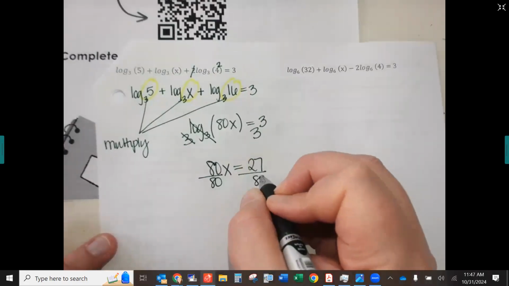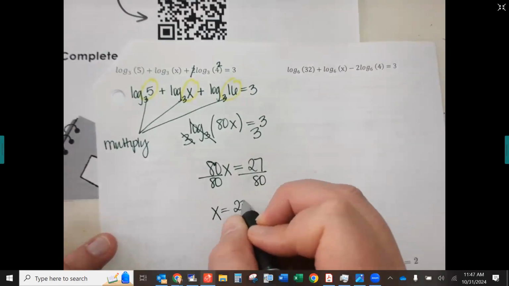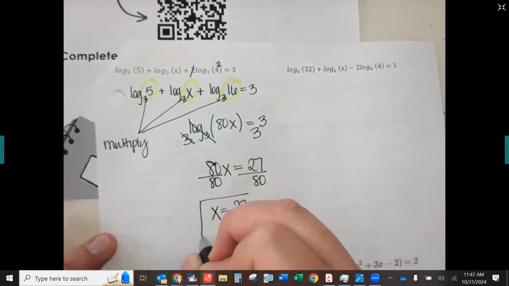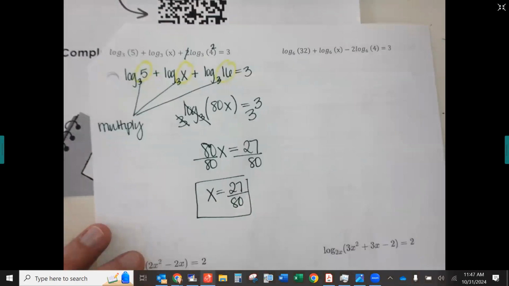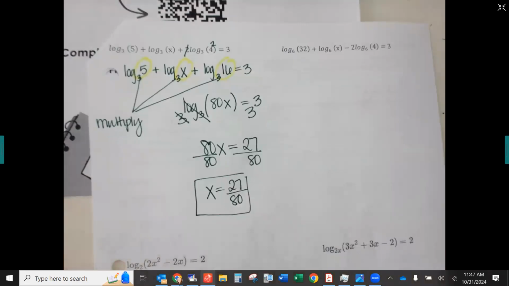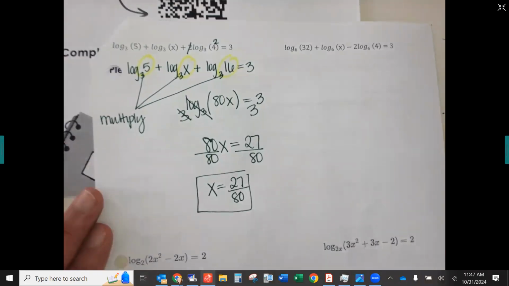Divide by 80. Okay, and then remember, if it's a fraction and it won't divide evenly, you could just leave it as a fraction. All right, last one we'll do together. Let's do the one right below that.